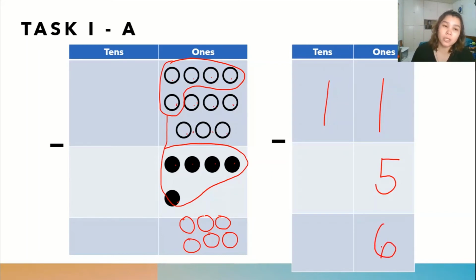Later, on the next task, I will show you how this will be solved without the chips anymore. So, kumbaga, we are going to start with the objects muna, makikita counting, makikita na mabibilang, and then we transition to just the numbers na lang.